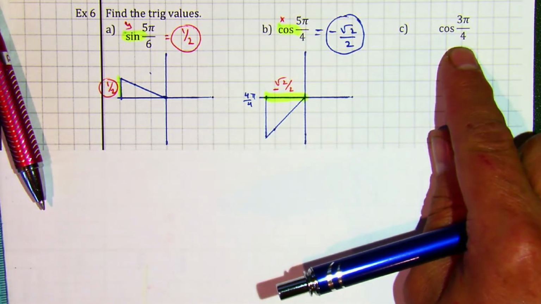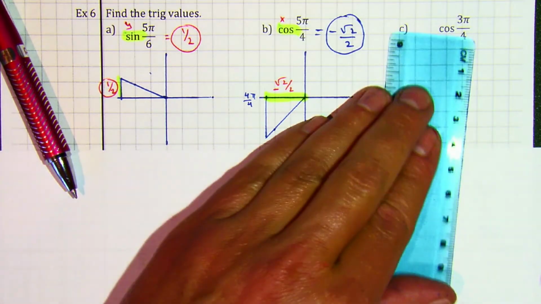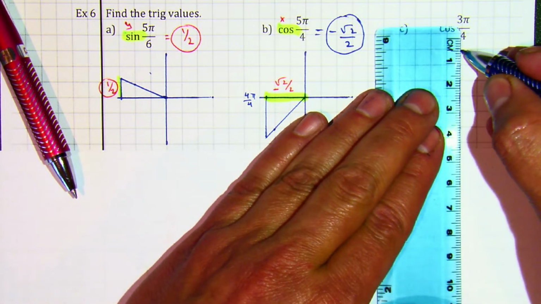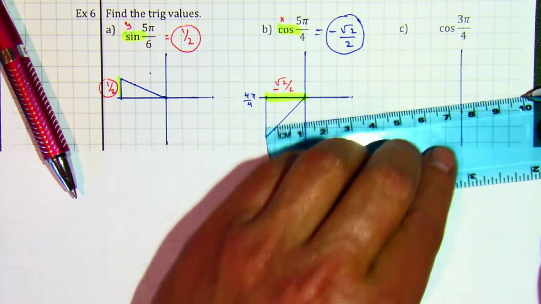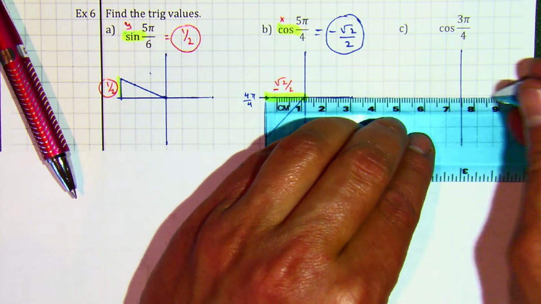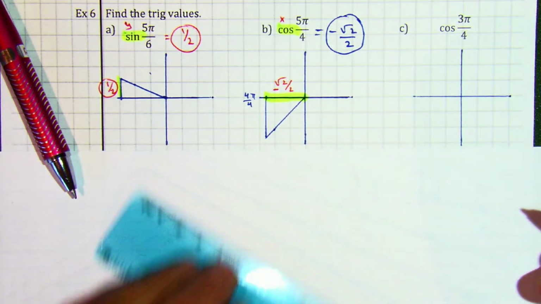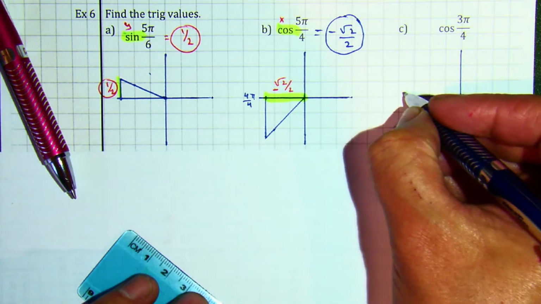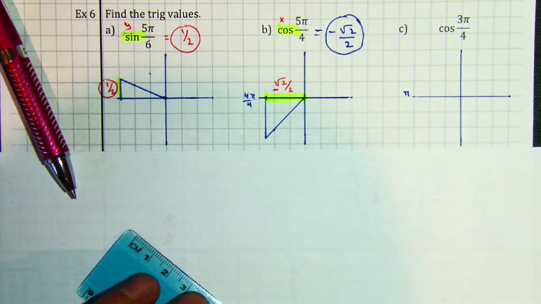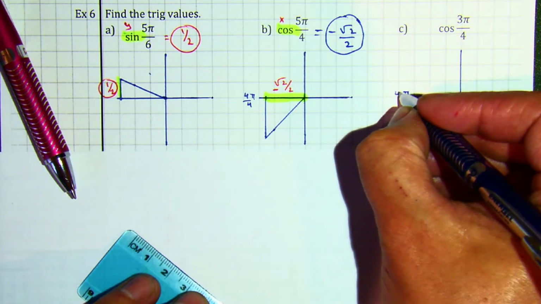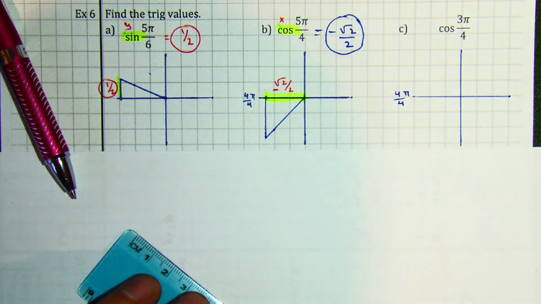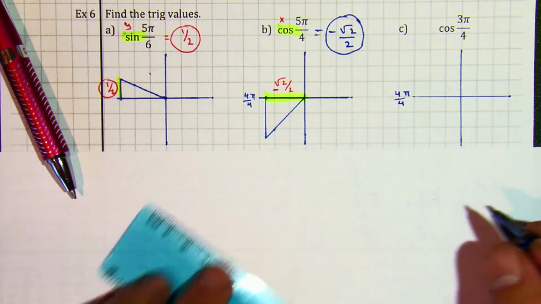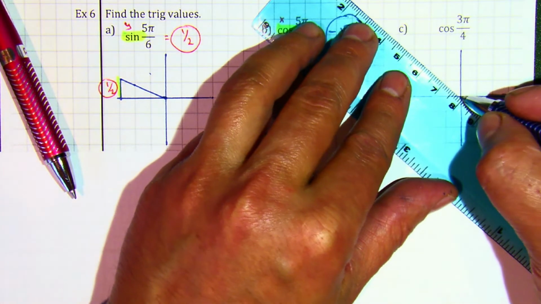Cosine of 3 pi over 4. I'll make my x and y axis. Three pi over 4. Well, I know that I'm dealing with fourths. I know that this is pi. And I know that there are 4 over 4 in 1 pi. So therefore 3/4 will be 1/4 less, which will be located here.